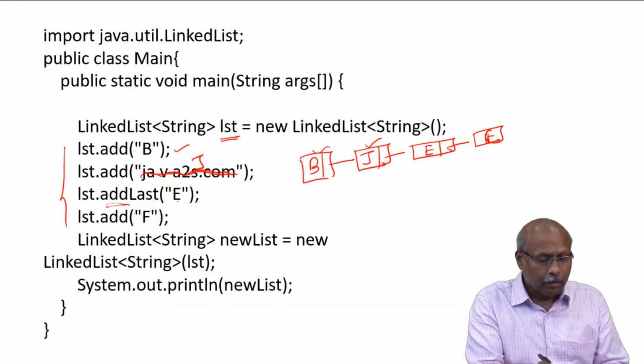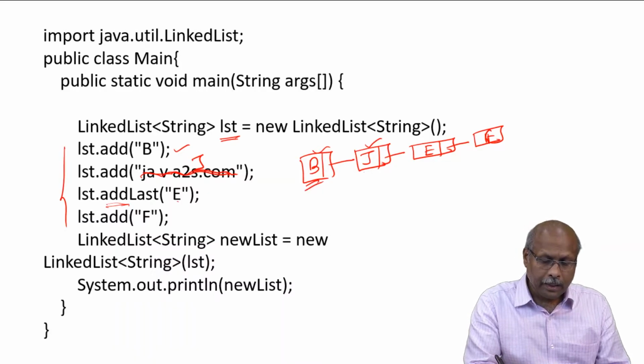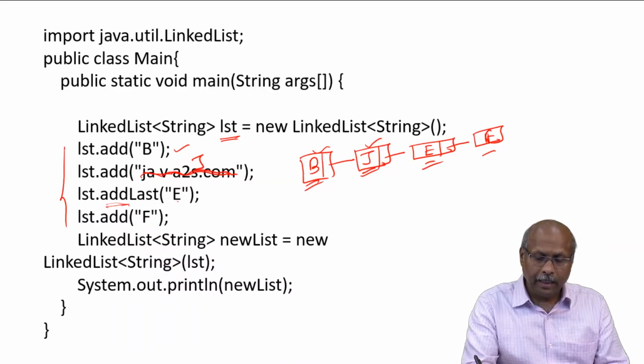Now, my linked list has how many nodes? 4 nodes. First B, then J, then E, then F. So 4 nodes are added.